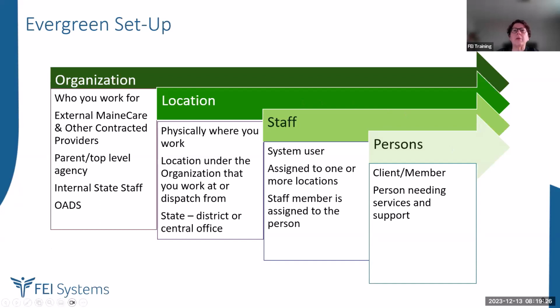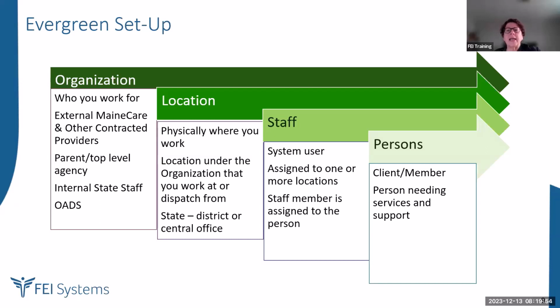We then go into locations, and this is where you physically work, or it's the organization that you work under and you're dispatched from or you conduct work under. It's a state or district or central office for state employees. And then there's staff. And staff are system users that are assigned to one or more locations.